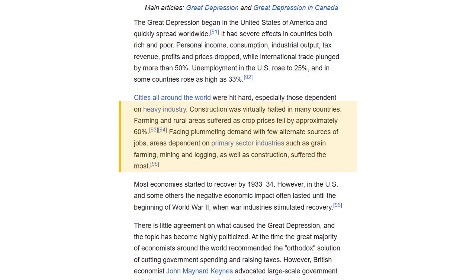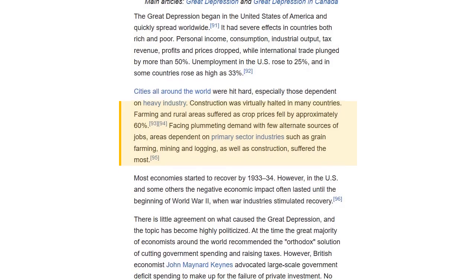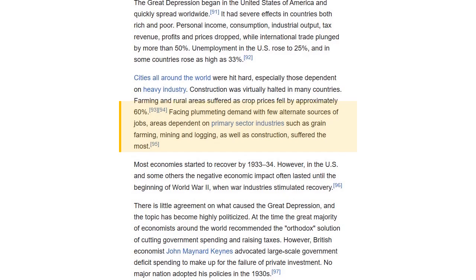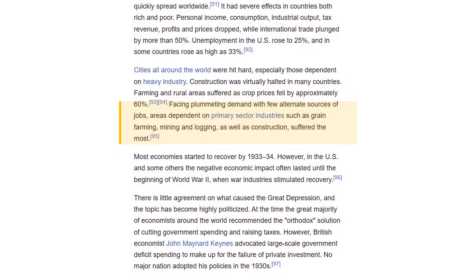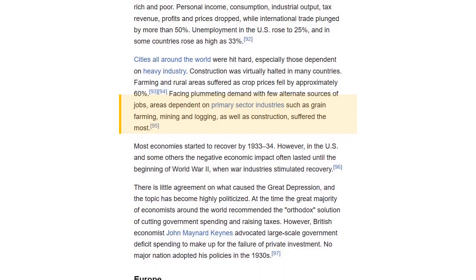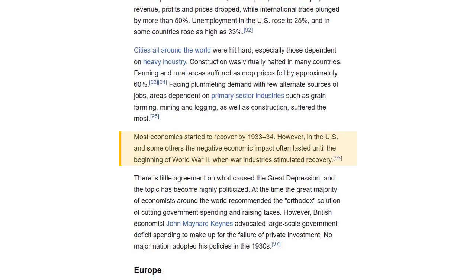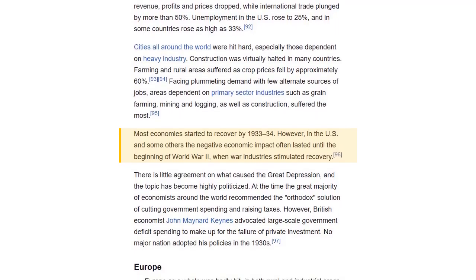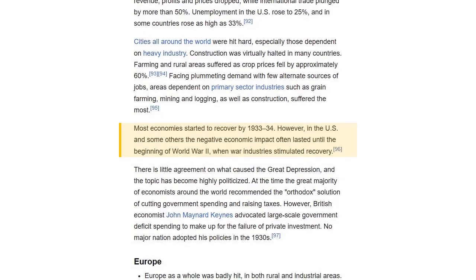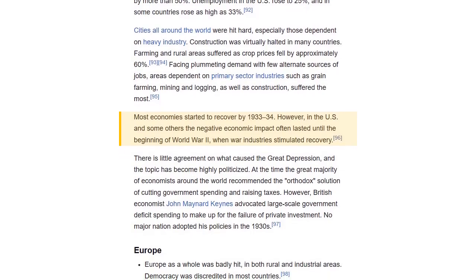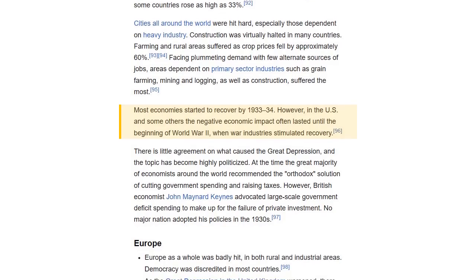Facing plummeting demand with few alternate sources of jobs, areas dependent on primary sector industries such as grain farming, mining and logging, as well as construction, suffered the most. Most economies started to recover by 1933-34. However, in the US and some others, the negative economic impact often lasted until the beginning of World War II, when war industries stimulated recovery.